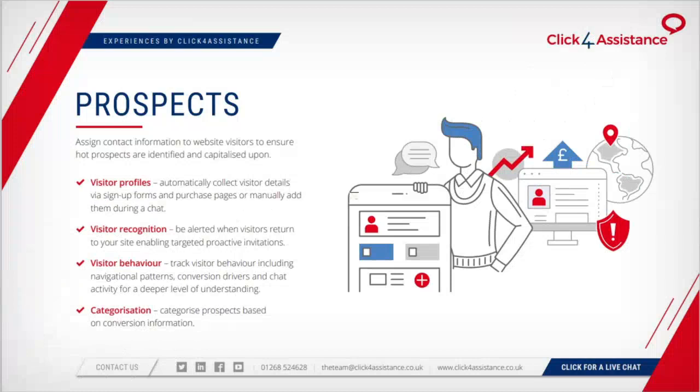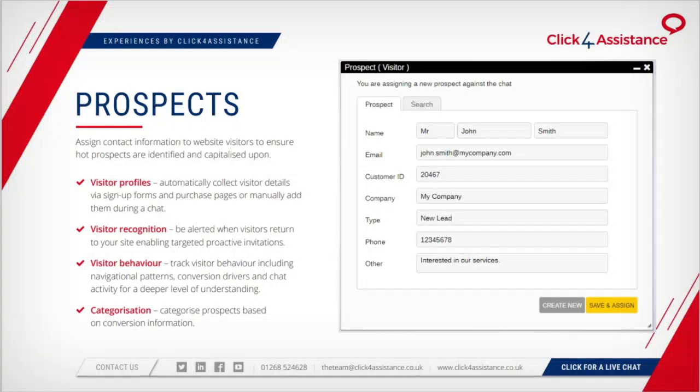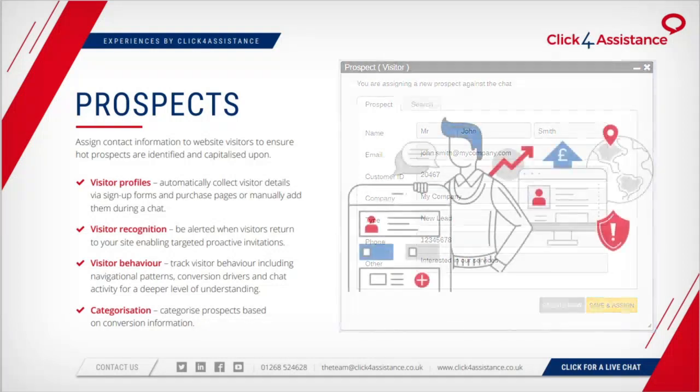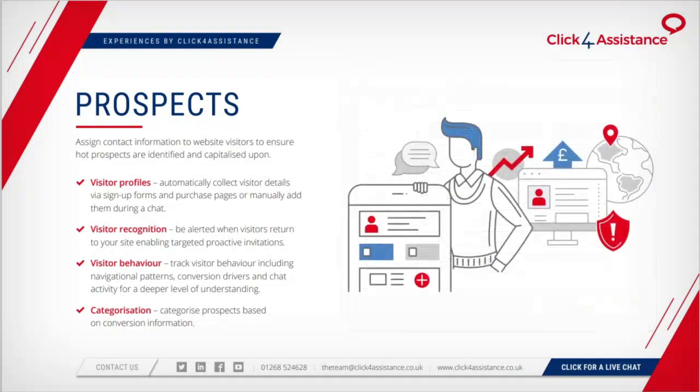The Prospects tool is a contact record allowing you to store details such as the visitor's name, email address, company name, and phone number. A prospect can then be assigned to someone in chat or a visitor on your website. Once assigned, should they start a chat in the future or revisit your website, you'll have all their details to hand. Let me show you how this works in a live environment.